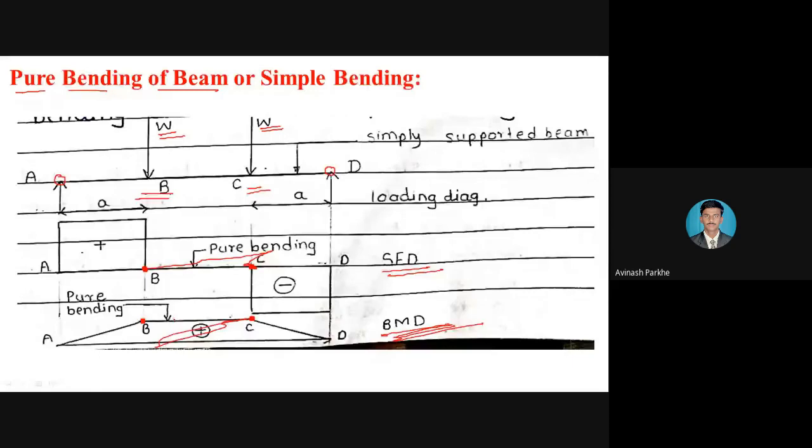When the beam is subjected to constant bending moment and no shear force at that portion, that concept or that portion is called pure bending. So in the bending moment diagram, the portion BC represents the constant bending moment, but if I observe the same BC portion in the shear force diagram, at portion B to C your shear force is 0, which means this particular beam is subjected to pure bending only.